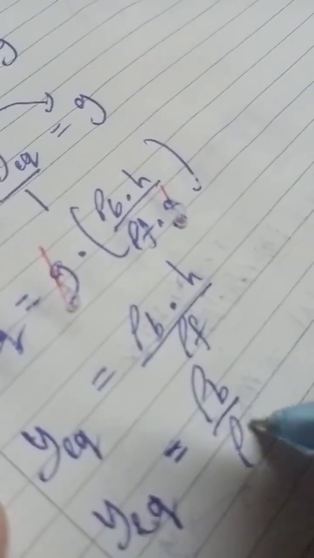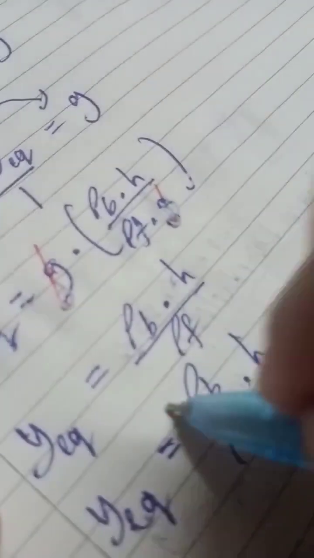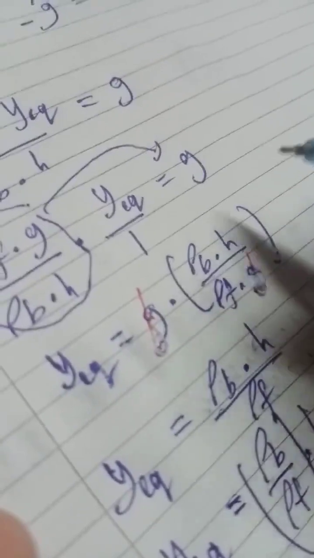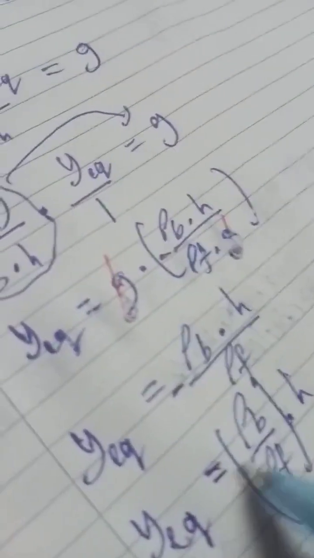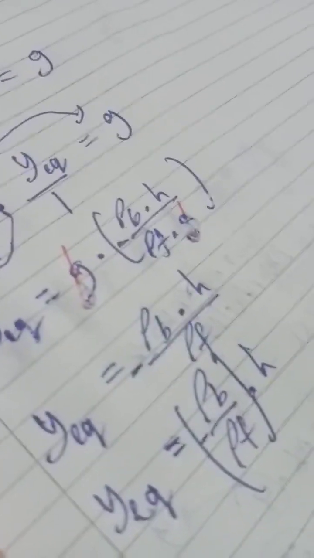Here we can do some factorization. So rho b over rho f times h, right? Oh, sorry, the minus sign. The minus sign here. So y equilibrium is equal to negative rho b over rho f times h.